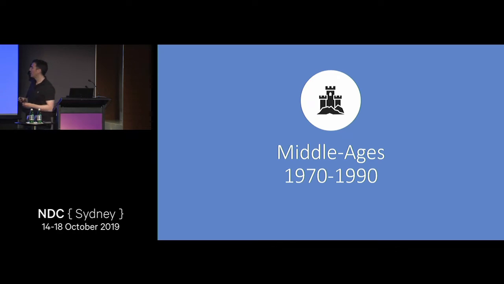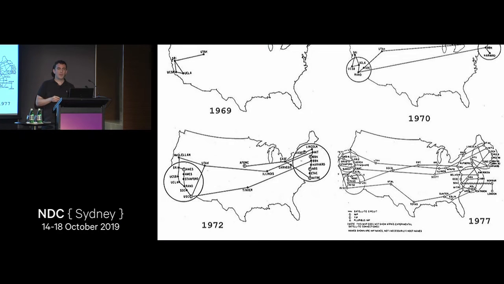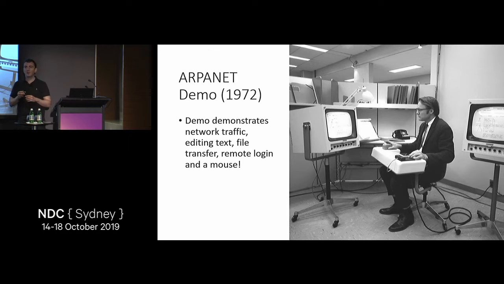Let us move on to the Cloud Middle Ages, or the period between 1970 and 1990. So this diagram here shows the development of the ARPANET. And you can see between the period of 1969 and 1977 how quickly this network's going to grow as we start seeing the linking up of various educational and government establishments here. They run a demo, and it must have been absolutely amazing at the time, where they demonstrate network traffic, remote login, editing a text file, and a computer mouse.